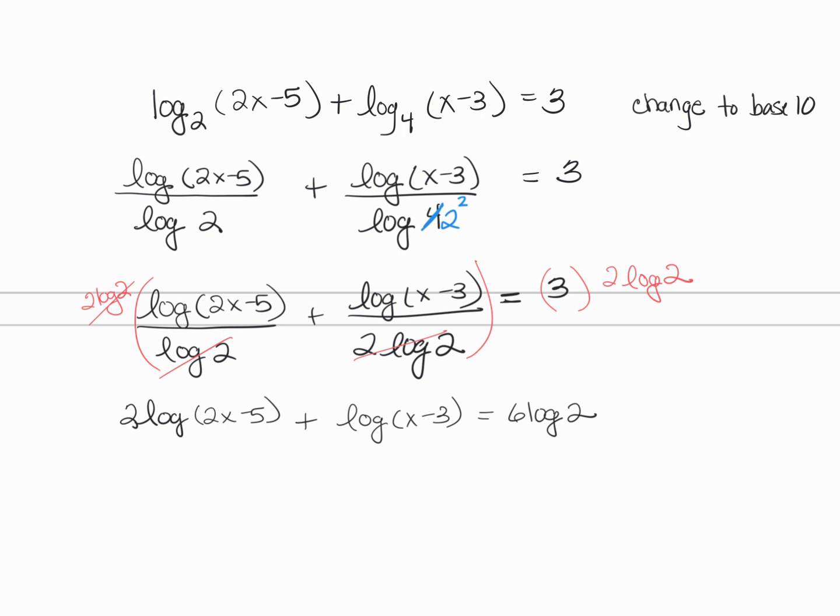And then I'm going to simplify. So if I put this back together so that I have a single logarithm, and I bring this 6 up, I'm going to have the log of 2x minus 5 squared times x minus 3 equals the log of 2 to the 6th.